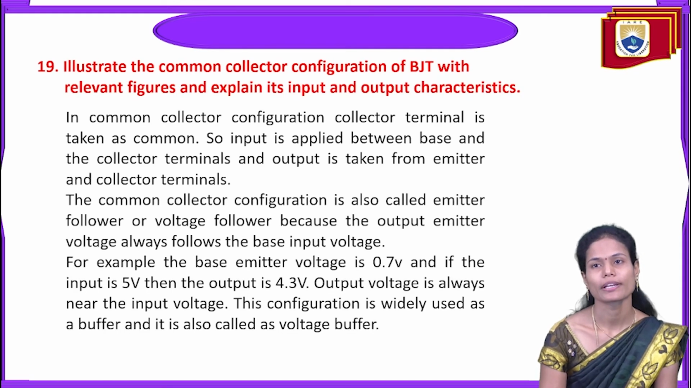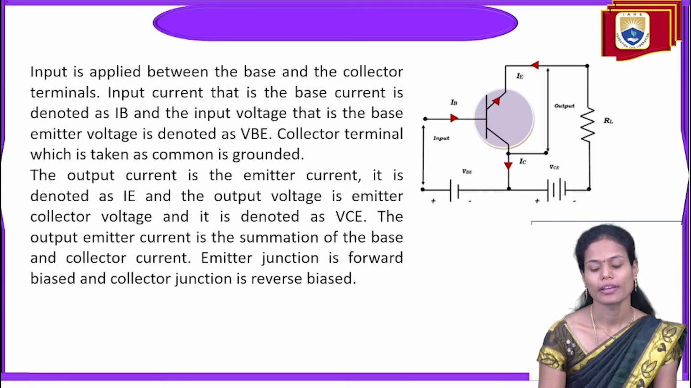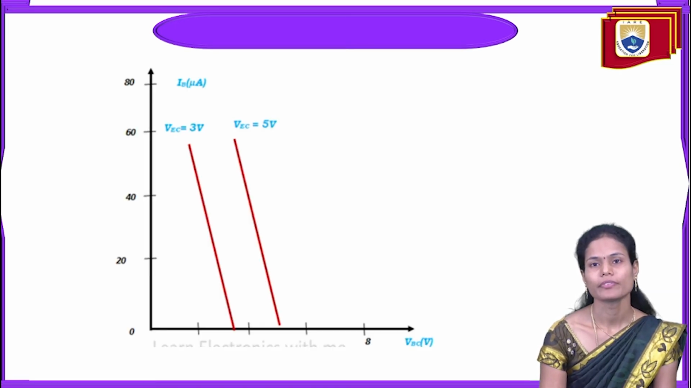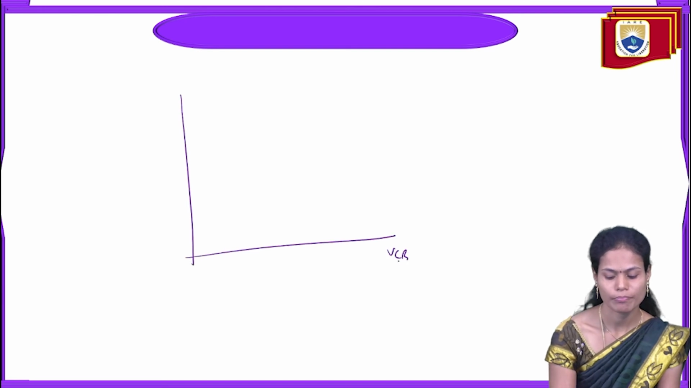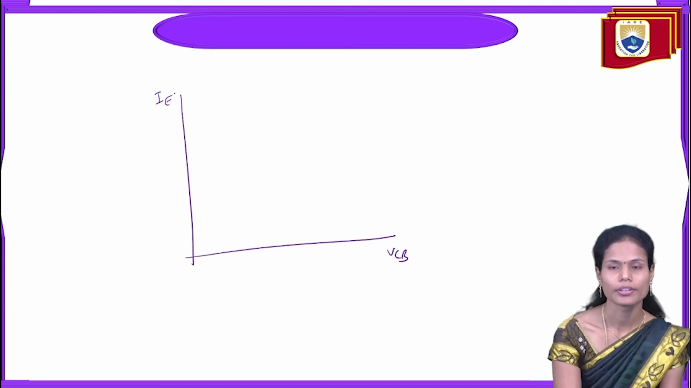Next, illustrate the common collector configuration of BJT with relevant figures and explain its input-output characteristics. Here, first we need to explain the operation of the common collector amplifier. This is the common collector amplifier, where the collector terminal acts as both input and output. And these are the input characteristics of the configuration. The output characteristics we will get as VCB versus IE.